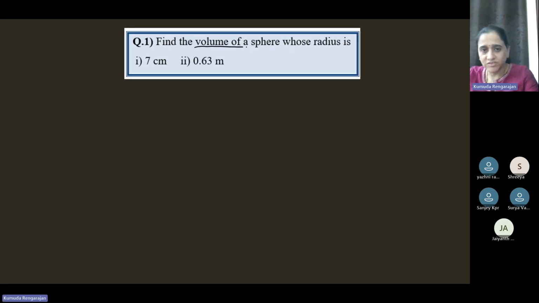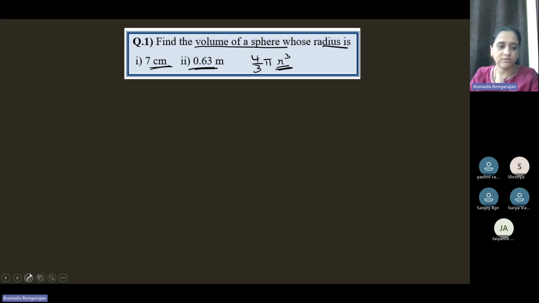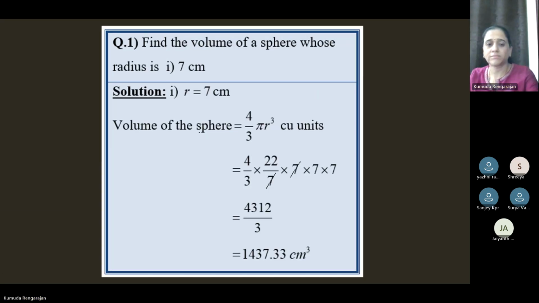You'll have to find the volume of a sphere given the radius. Volume of a sphere is 4 by 3 pi r cube, and you're given the value of r. These are two different questions, so just put the value of r and calculate. Since these are very basic, I'm not going to share the answers. You have to calculate, and then we'll check if we are getting the same answer.